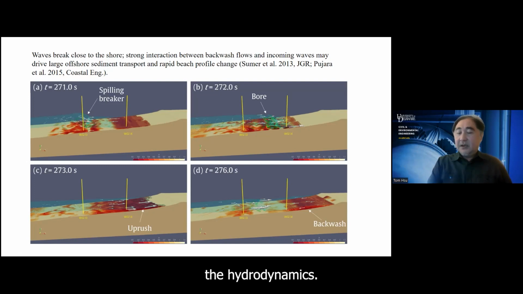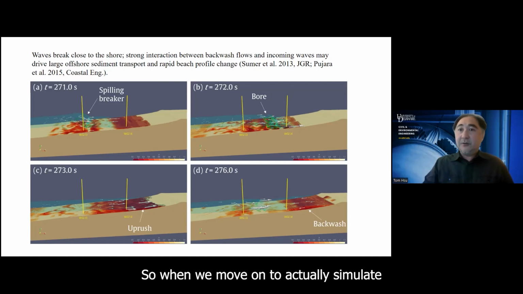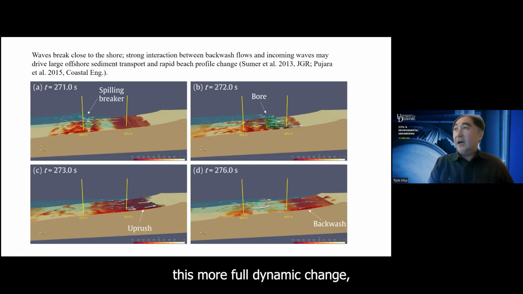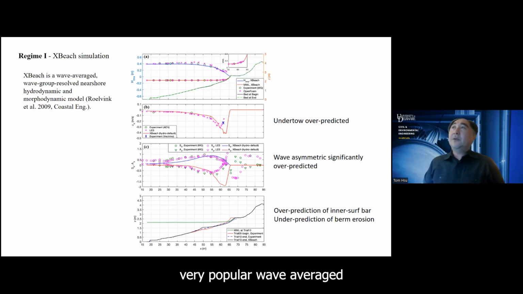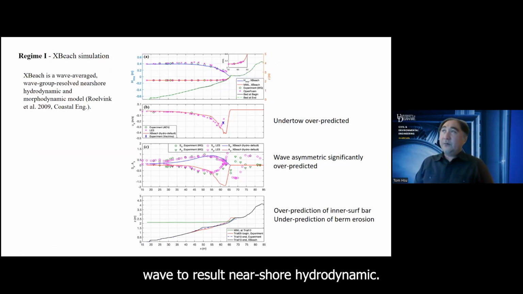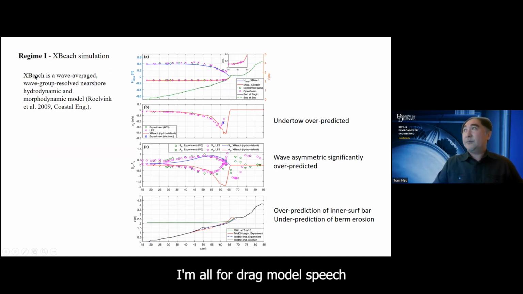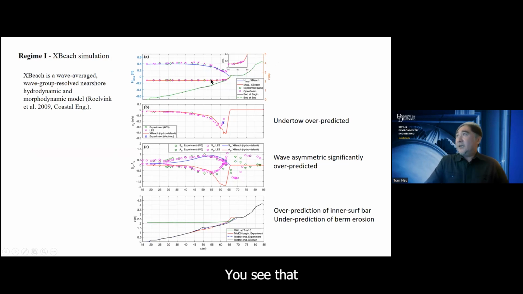So when we move on to actually simulate this morphodynamic change, right now we still have to use this very popular wave averaged, wave group resolved nearshore hydrodynamic and morphodynamic model called XBeach. Here you see that if you compare the XBeach simulation with the measured data and our previous large eddy simulation data, the model is doing a very good job in predicting the decay of the wave height, even the setup.